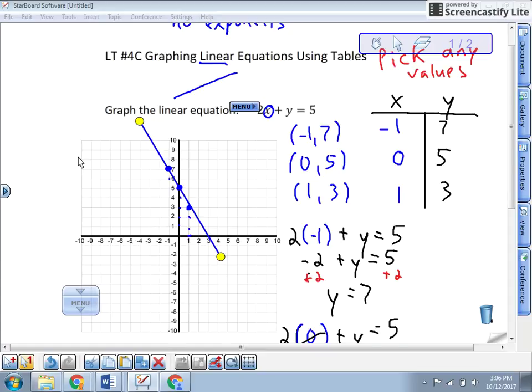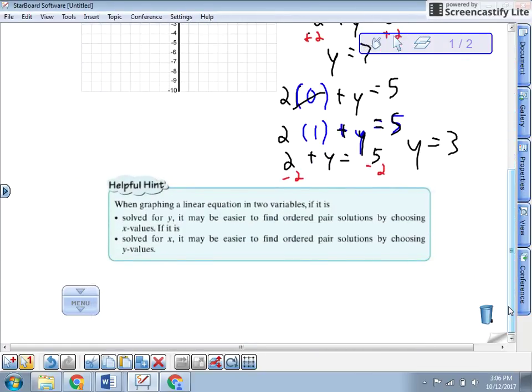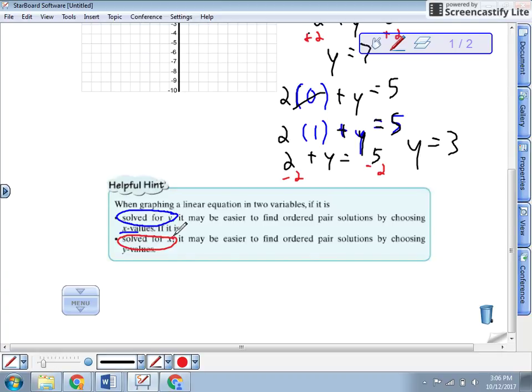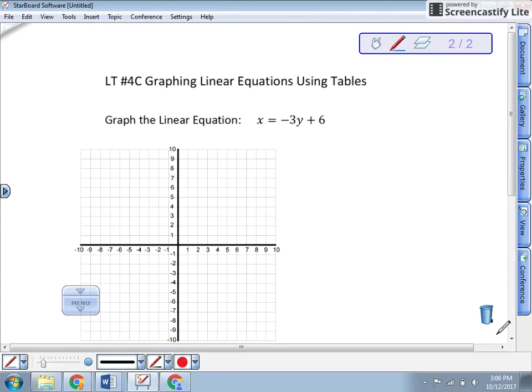That's what we want. Okay, little tip. When graphing a linear equation in 2 variables, if it's solved for y, then it may be easier to find points by choosing x values. If it's solved for x, then it may be easier by choosing y values. Just keep that in mind. But again, you can pick any 3 that you want. All right, let's do 2 more quick examples.